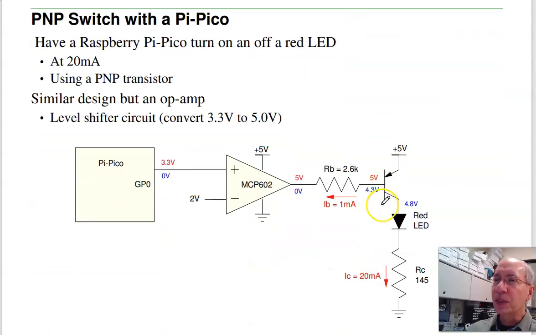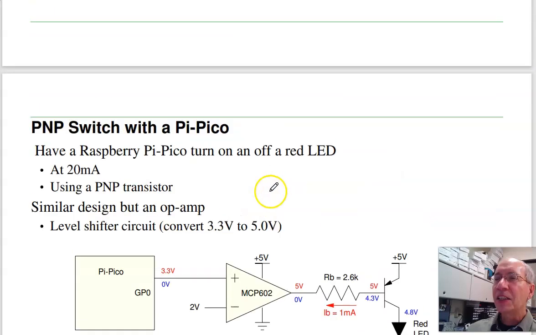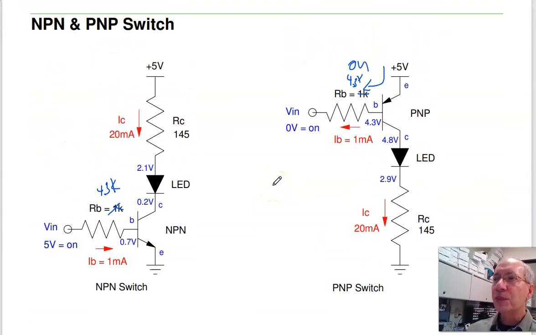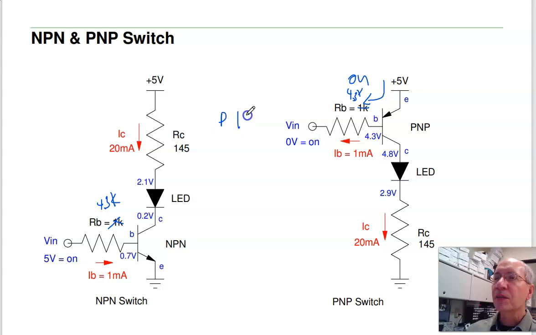The PNP is a little bit different, however. Let's go back over here. If this is a Pico over here, and I apply 3.3 volts to turn off, that doesn't work. I want this to turn off when this is high. Well, 3.3 volts isn't enough voltage to turn off. If this is 3.3 volts, I still have 5 minus 3.3, 1.7 volts. This turns on. If that turns on, I have current flow, and the LED is turned on. So I can't turn this off with a Pi Pico.